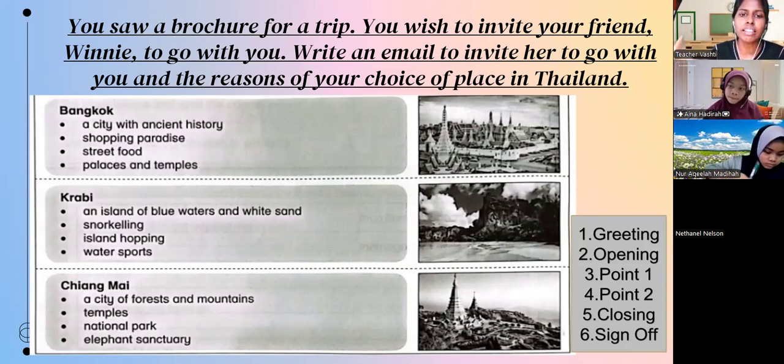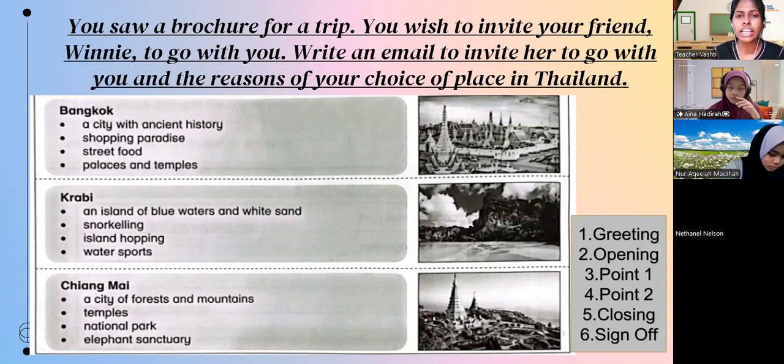Apa yang kamu boleh kata tentang history tu? It is fun, something like that. So for example, the reason I choose this place is because it is a city with ancient history where we can learn many things. Nampak tak? So taklah pendek sangat ayat kamu.